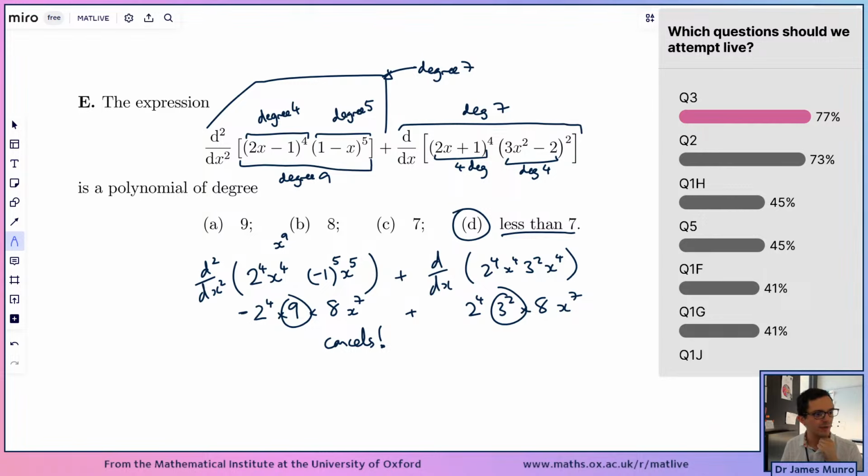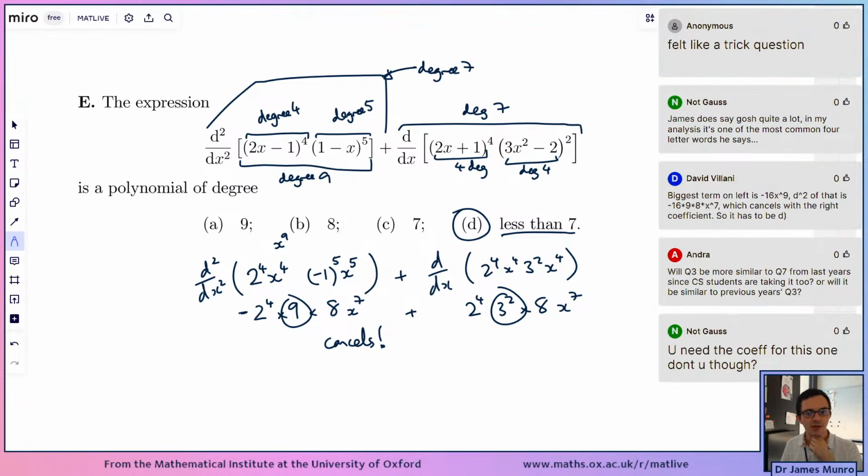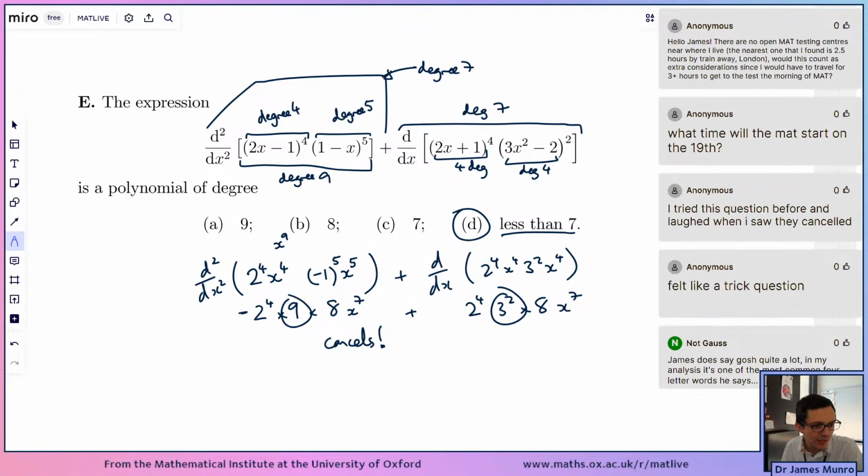Let's quickly have a look at comments. I do say gosh a lot, don't I? Andrew wants to know about question 3. The syllabus is not changing. Question 3 is still question 3.